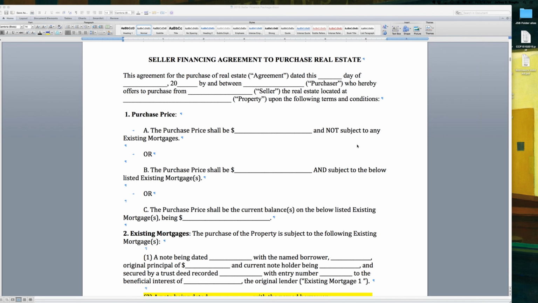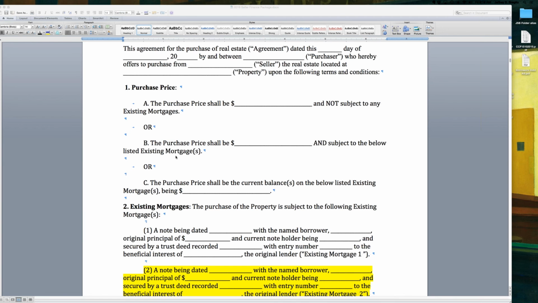And these are the three types of seller financing deals. The purchase price shall be X amount, and it's not subject to any existing mortgages. Okay, so that's a true seller financing situation. This is the purchase price shall be blank and is subject to the below listed mortgages. So this is probably an AITD or wrap.